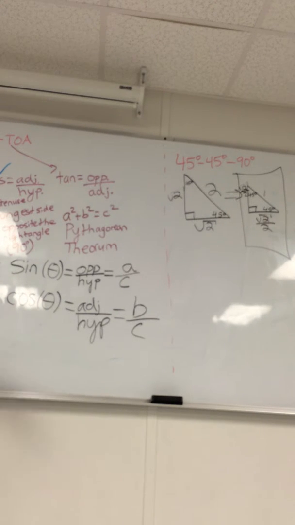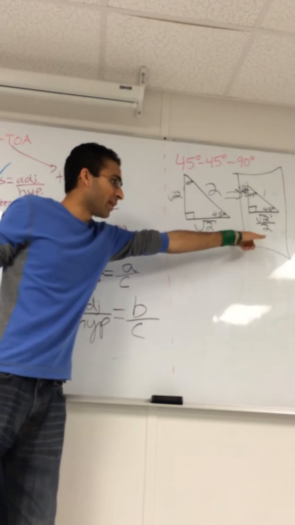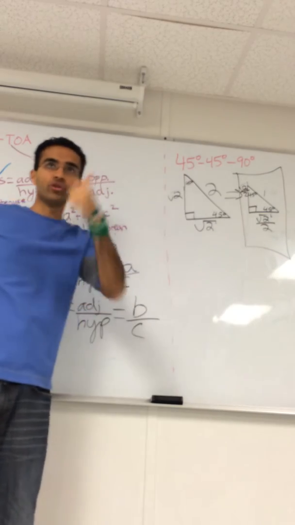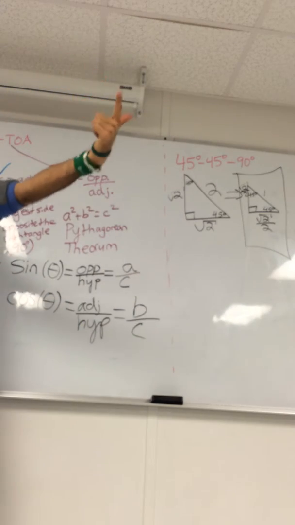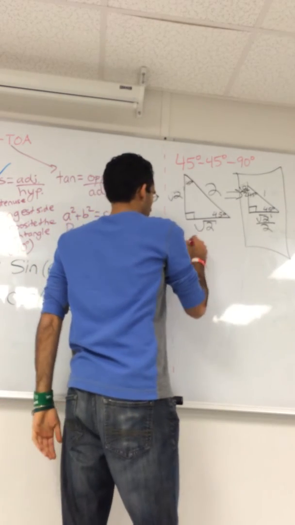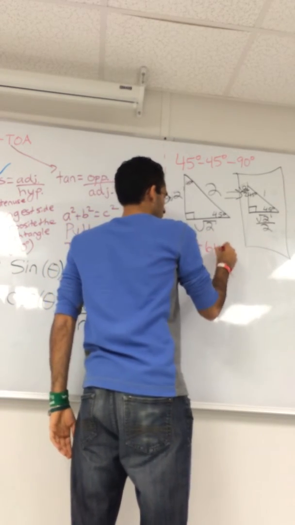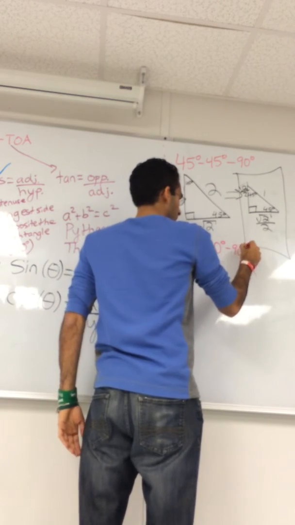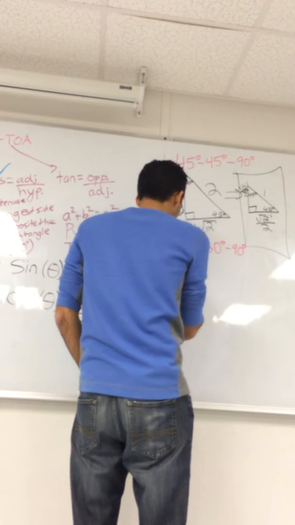All right. And now let's draw the one other special right triangle. So I need you to memorize this. I need you to memorize that pi radians equal 180 degrees. I need you to memorize one more thing. 30, 60, 90. Let me draw that here.